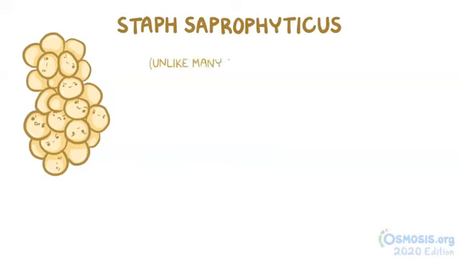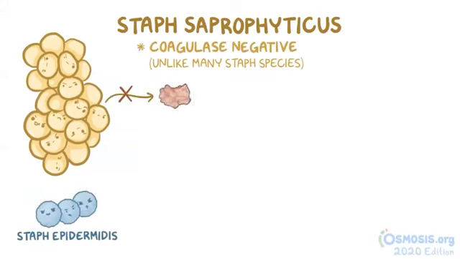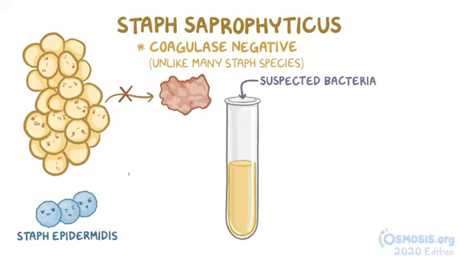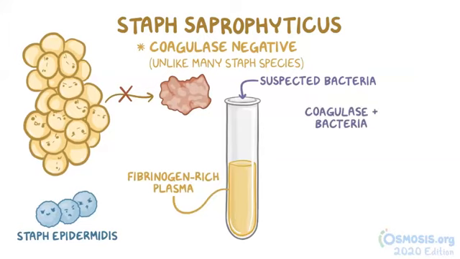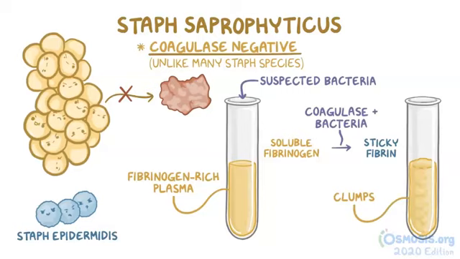Furthermore, unlike many Staphylococcus species, Staph saprophiticus and its close relative, Staph epidermidis, are both coagulase negative, meaning they don't produce an enzyme called coagulase. Testing for coagulase is done by transferring a colony of the suspected bacteria into a test tube containing fibrinogen-rich plasma. Coagulase-positive bacteria, like Staph aureus, convert the soluble fibrinogen into sticky fibrin, which then visibly clumps up. With coagulase-negative species, like Staph saprophiticus or Staph epidermidis, the fibrin doesn't clump up.